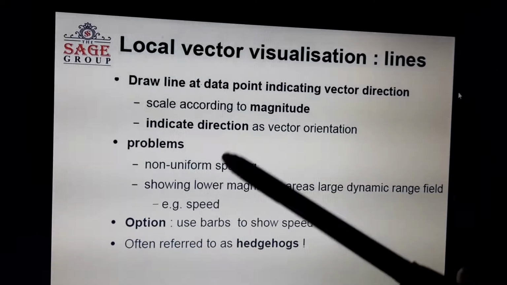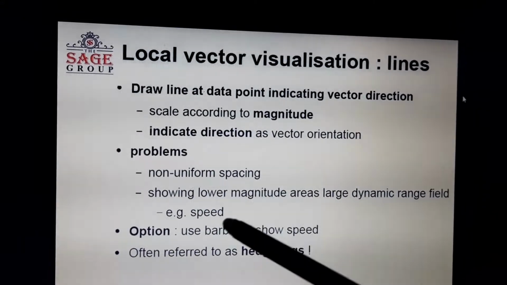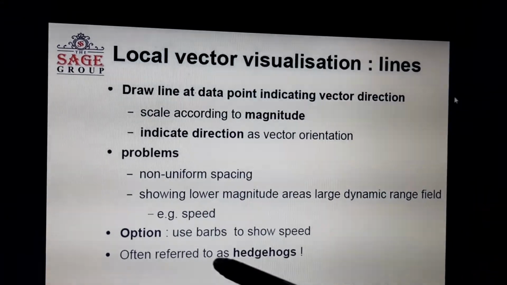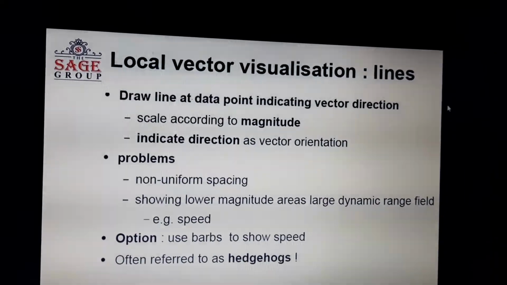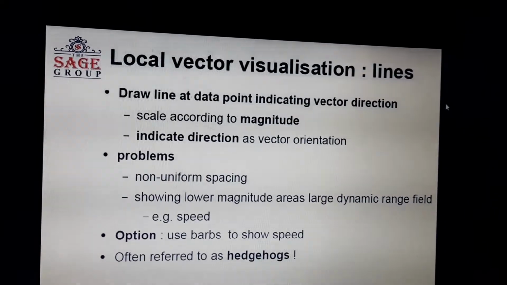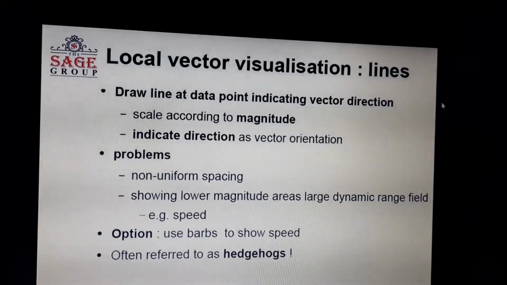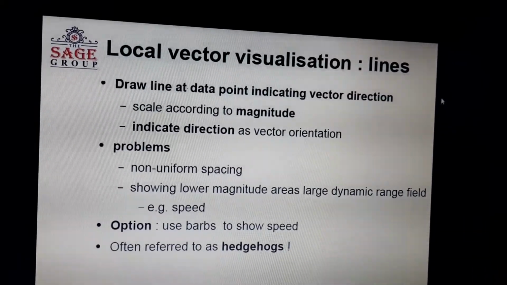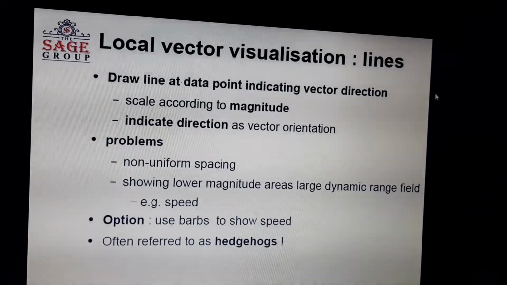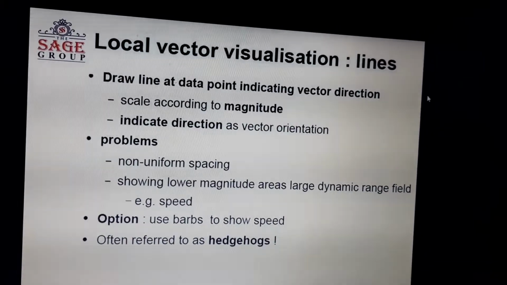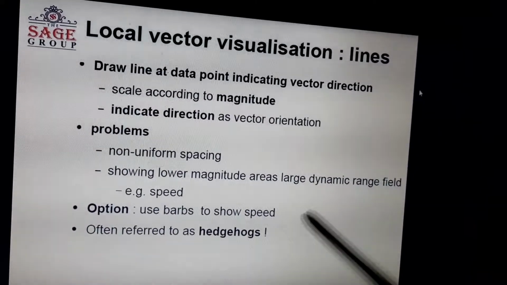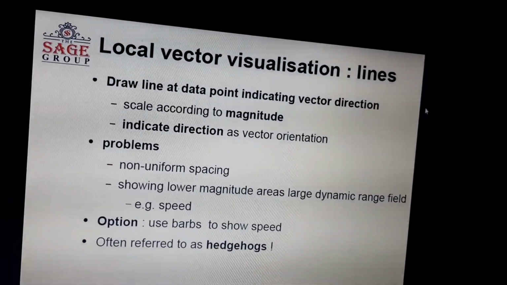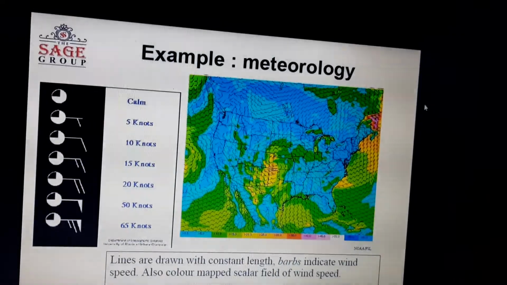What is the problem in this method? Non-uniform spacing, showing lower magnitude areas, and a large dynamic range field. For example, speed shows very low magnitude areas. This method of visualization is often referred to as hedgehogs. We will learn it by this example.